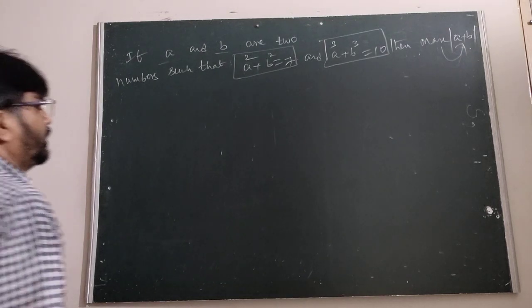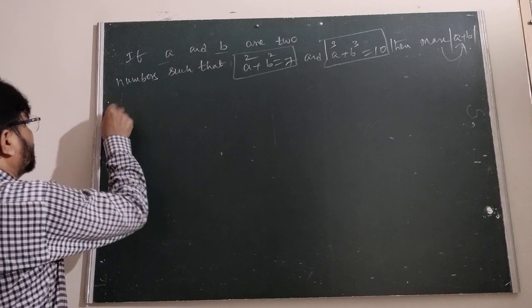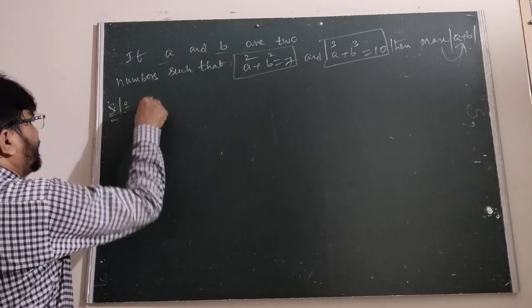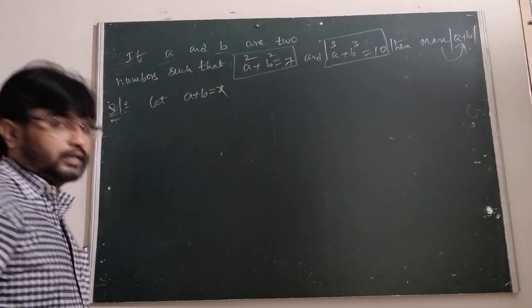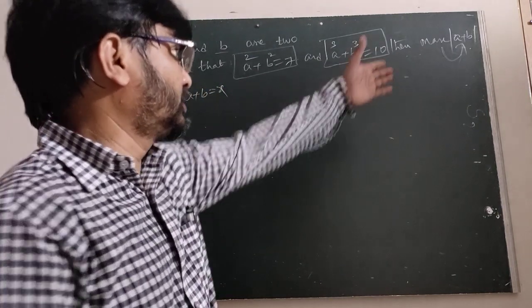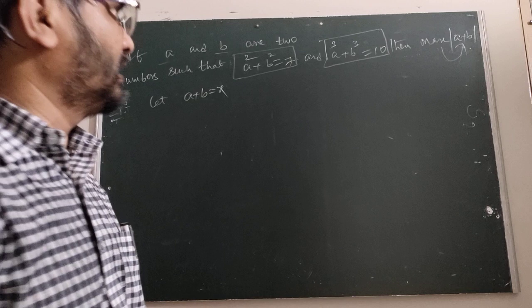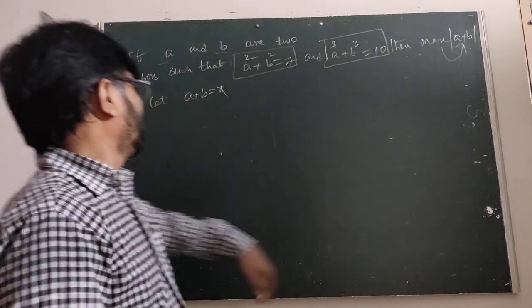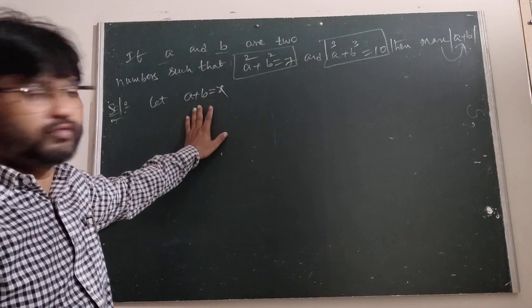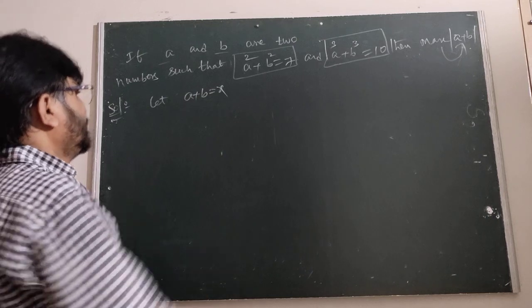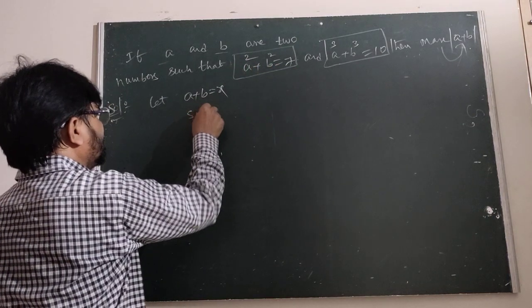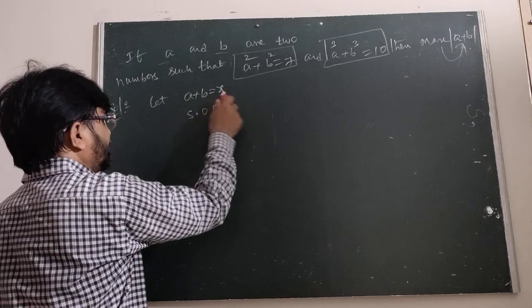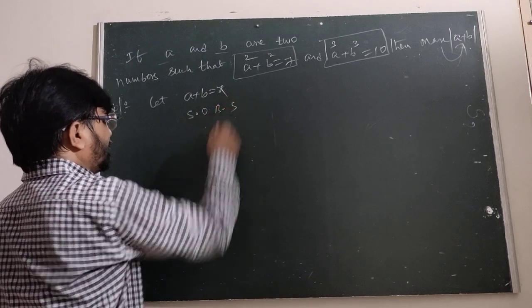Now here, suppose we are taking A plus B equal to X, since we are finding the maximum value of A plus B. Here it is given that A square plus B square is 7. Now we are squaring on both sides.